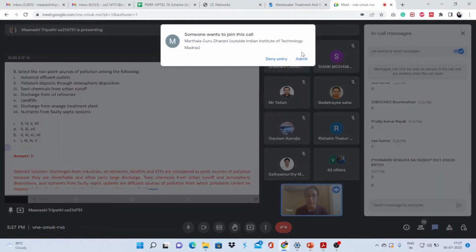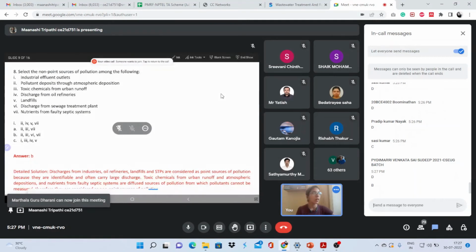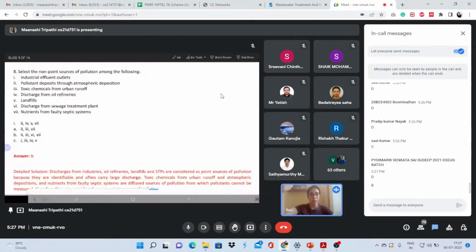Pollutant deposited through atmospheric deposition. When we talk about acid rain, rain comes from the air, from the atmosphere. We won't know which industry has released the acid gases that went into the atmosphere, condensed, and are falling in the form of rain. We have no idea from which industries it has gone. So that is why it is a non-point source.